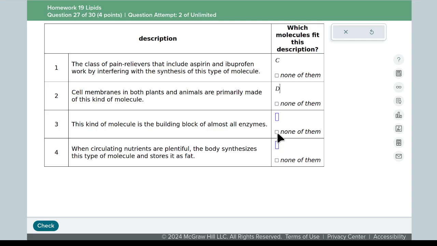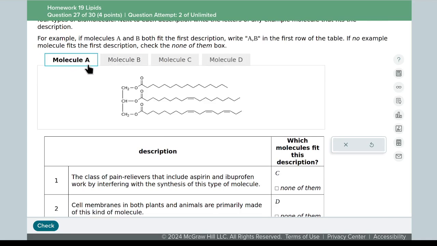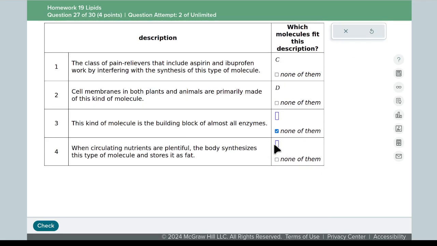Enzymes. Fats don't build enzymes. Amino acids do. Body synthesizes a molecule to store it as fat. There's our long-term storage. We saw that one in A. Okay, so we've got A.